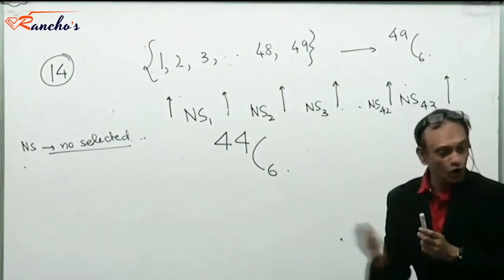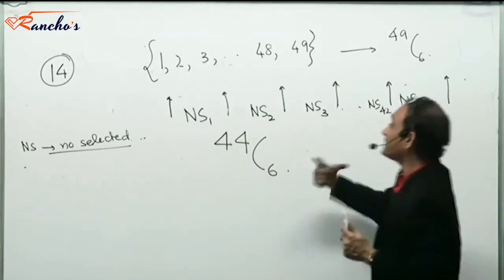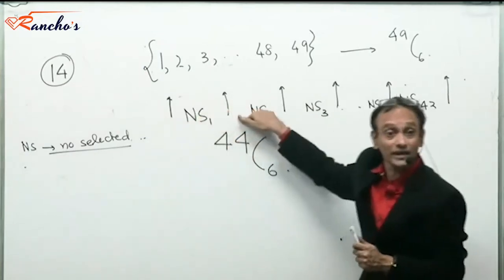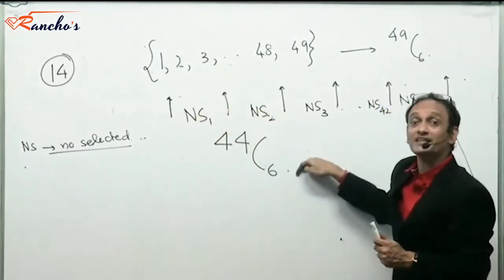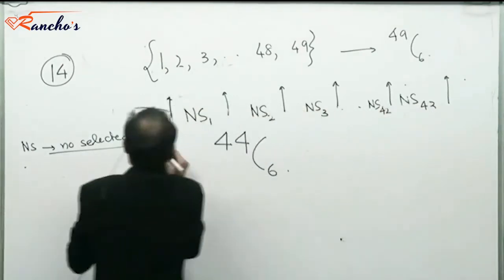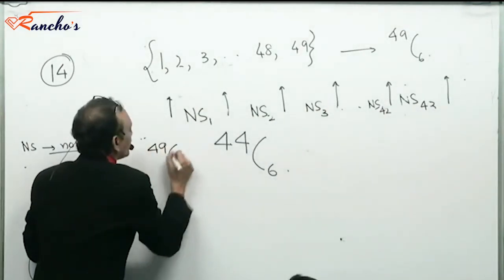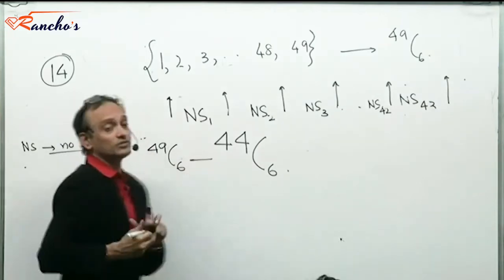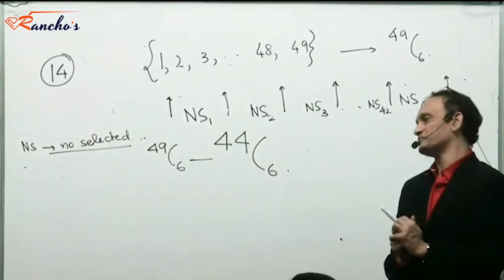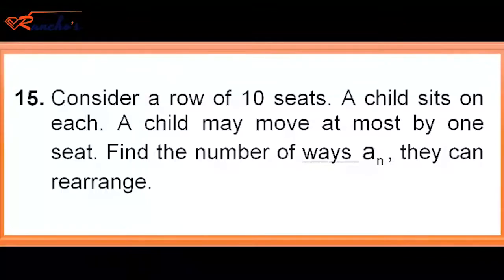Because no 2 of these arrows are neighboring. They are at least separated by one non-selected item. So in 44C6 ways, I can select 6 such that no 2 are neighboring. From 49C6, I would then exclude this count. This would leave those in which there is at least one pair of neighbors. Yes or no?